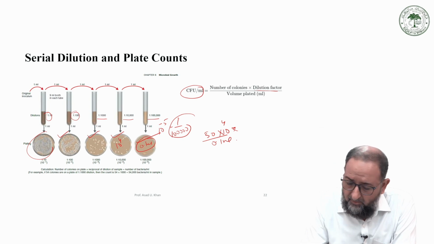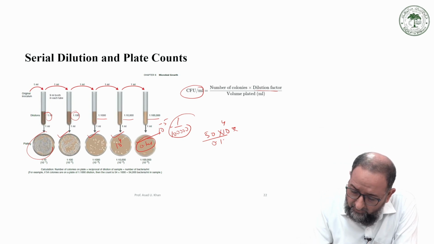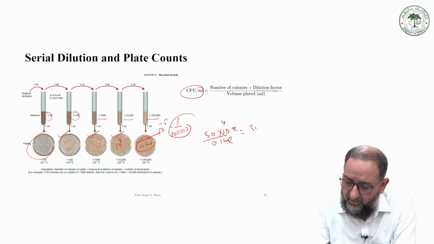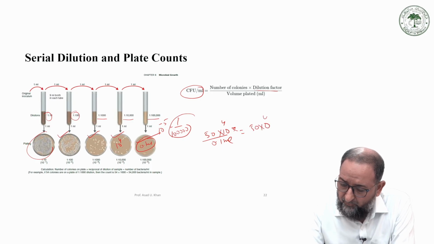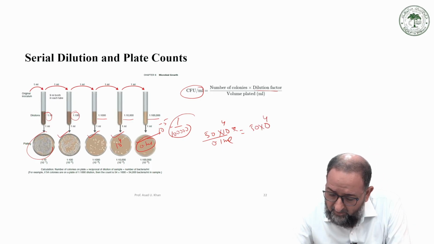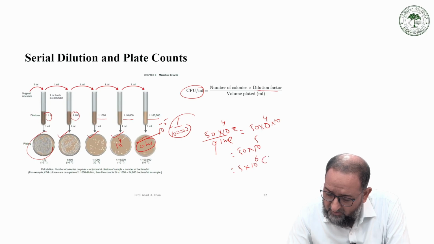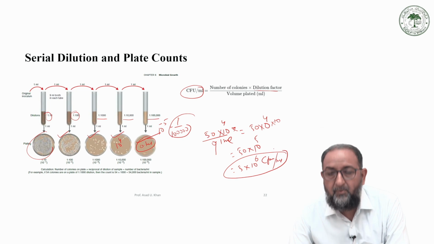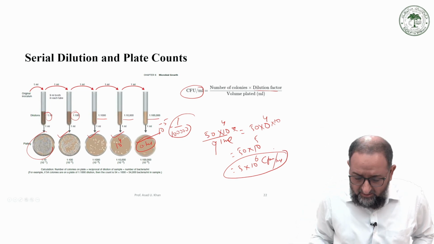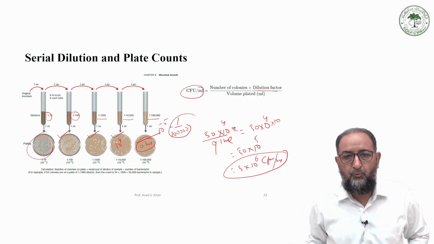Now, when you divide by 0.1 ml, it will be 50 into 10 to the power 4, and this point will be removed, and then 10 comes out into 10. So, 50 into 10 to the power 5 is equal to 5 into 10 to the power 6 CFU per ml. All right. So, this is a simple calculation of the CFU per ml.